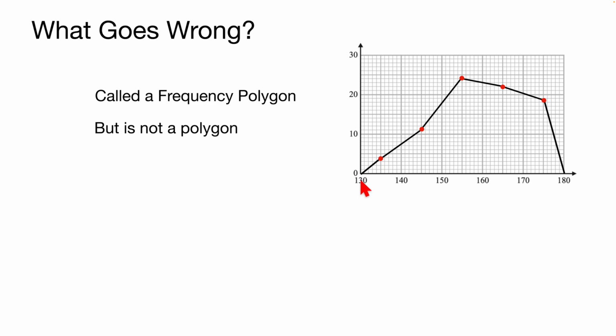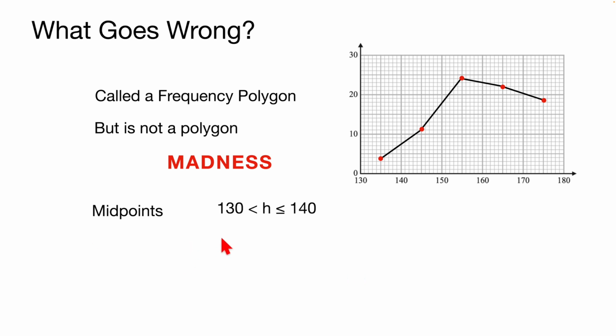Only if there is a class where the frequency is 0 would you mark 0 on this chart. So don't do that either. It's absolute madness calling it a frequency polygon. It should be called a frequency line, but it's not. We have to work with what we get. And we mark the midpoints. So there's the class, 130 to 140, and the midpoint is here.